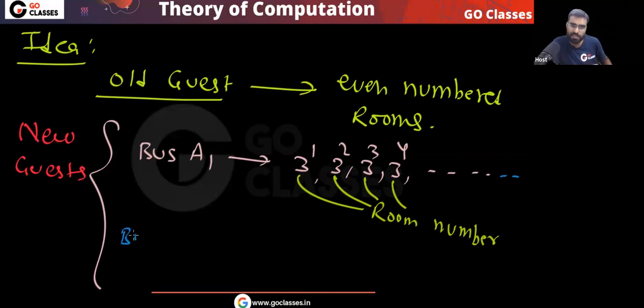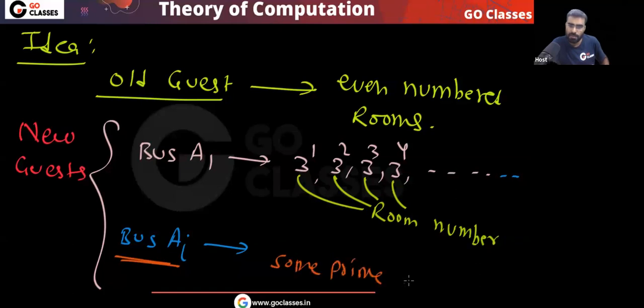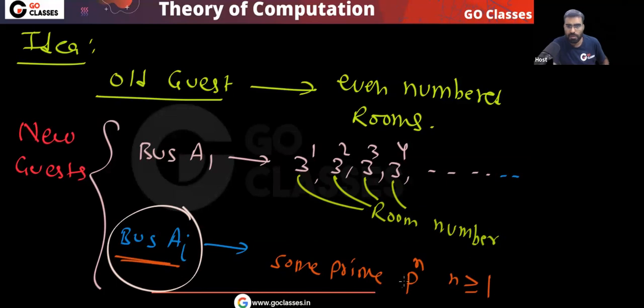So basically every bus Ai will go to some prime p power n, where n is greater than or equal to 1. I hope you understood. So every bus you can put in these rooms. Is this clear? Let me know. So simple. I hope you understood this also. So this was the interesting point, this is the result, this is the conclusion.